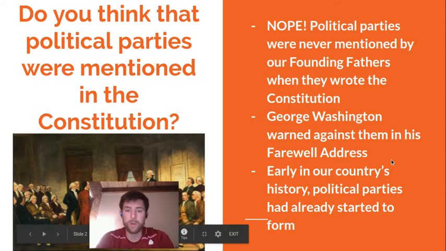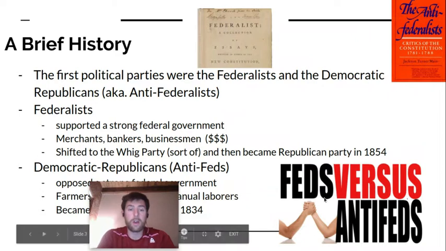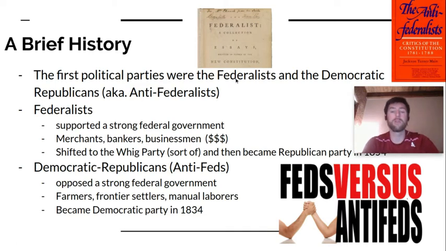But, against his wishes, early in our country's history, political parties had already started to form. And although we are very familiar with Democrats and Republicans as we are today, you are also kind of familiar with the two groups that formed at the start of our nation's history. Those two groups, if you remember, are the Federalists and the Anti-Federalists. However, their formal name was the Democratic Republicans. I know we always referred to them as anti-feds and feds, but instead of Anti-Federalists, they were also known as the Democratic Republicans. So don't get confused by that as we talk about this.